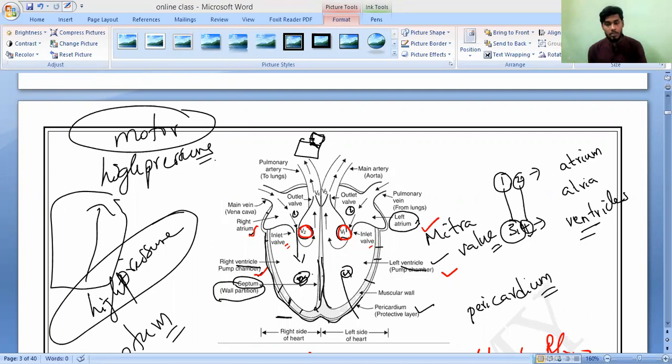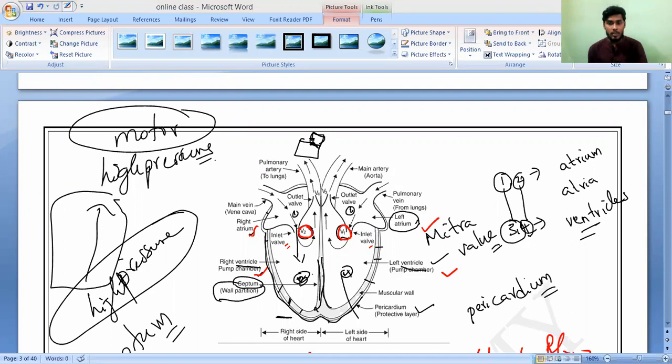Next, let us come to the V2. Is V2 present on the left side or right side? Right side. So that right side wall is called the tricuspid wall. Please note it down. Tricuspid.